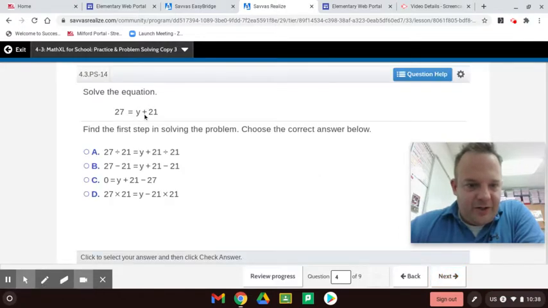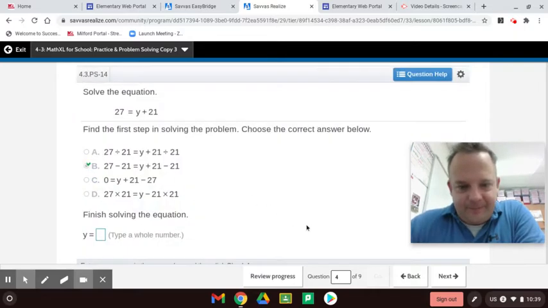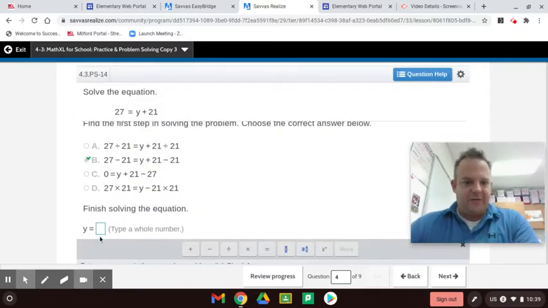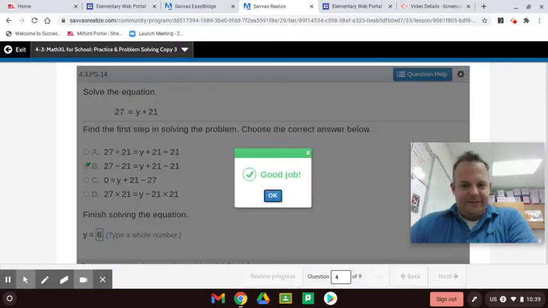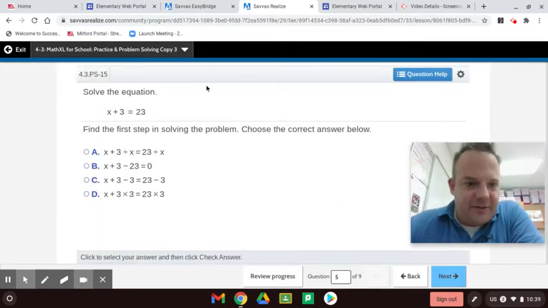The inverse operation of adding 21, what plus 21 is equal to 27? So 27 is equal to y plus 21. Inverse of adding 21 is subtracting 21 on both sides. Subtract 21 on both sides. There it is. So when you subtract 21, 27 minus 21 is 6. Fantastic, guys.